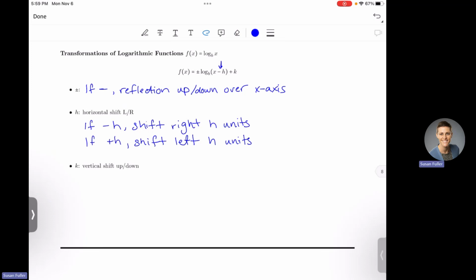All right, and then the last thing is this adding or subtracting a k value outside. Again, adding or subtracting a number outside our function is a vertical change, and this is going to move the way you think it is. So if we add k to the outside, that is going to shift our whole graph up by k units. And if we have a minus k out there, that is going to shift our graph down by k units.